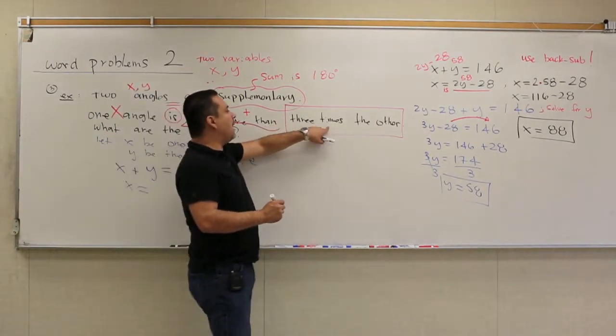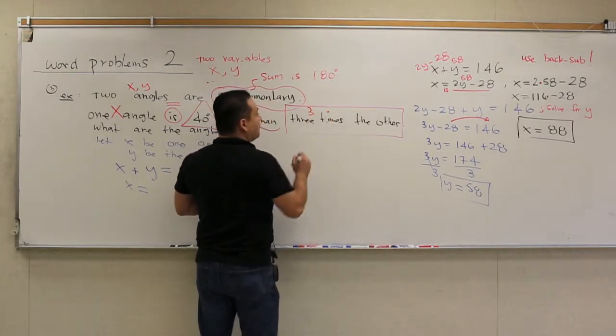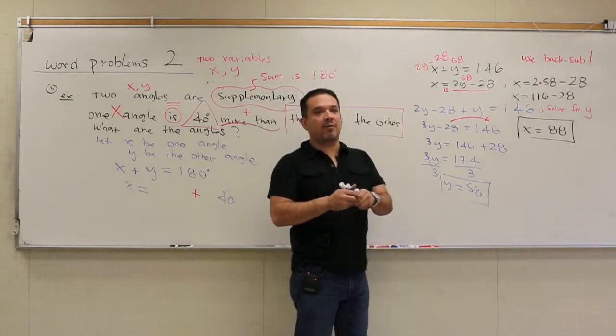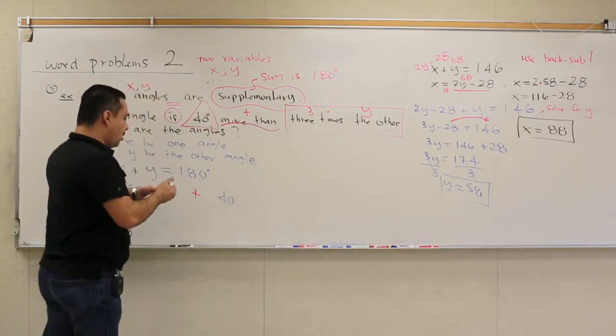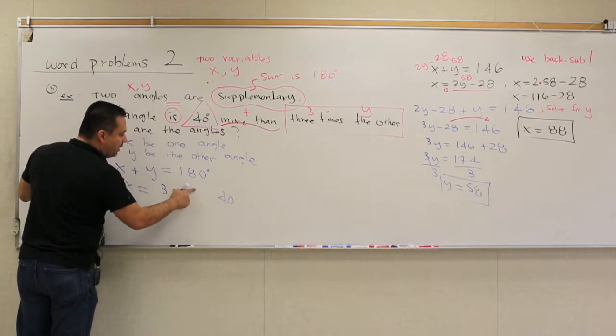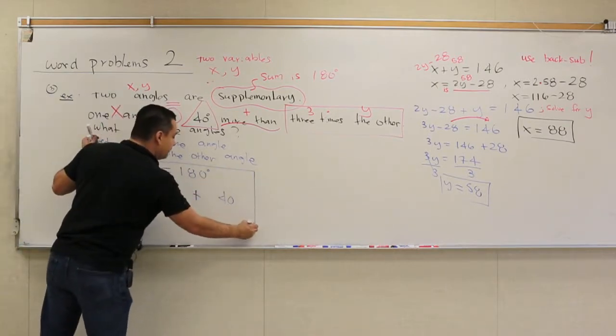What does 3 times mean? It means 3 times. 3 times what? The other. What do we call the other? Y. Good. This is y. So this will be 3y. So what I'm showing you here is a what? Here's a system.